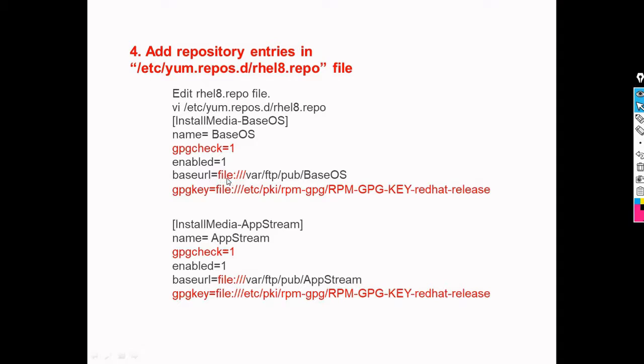baseurl equal to file:///var/ftp/pub/BaseOS. So this is the operating system packages. Similarly, for the application, development tools and database, we have to give similar lines. Again, you have to copy paste and make it as AppStream.